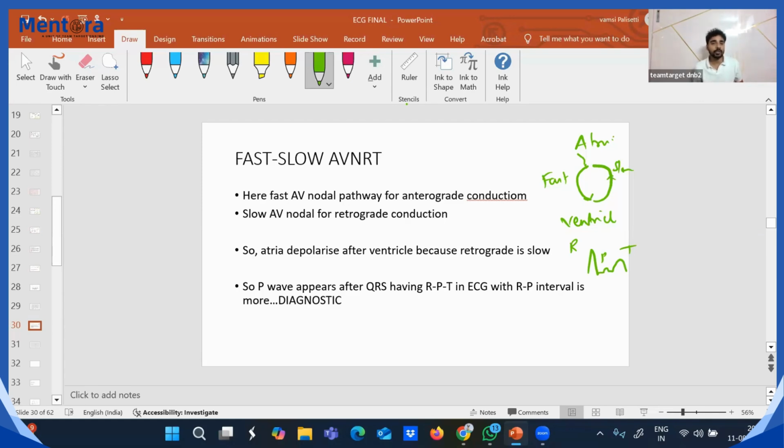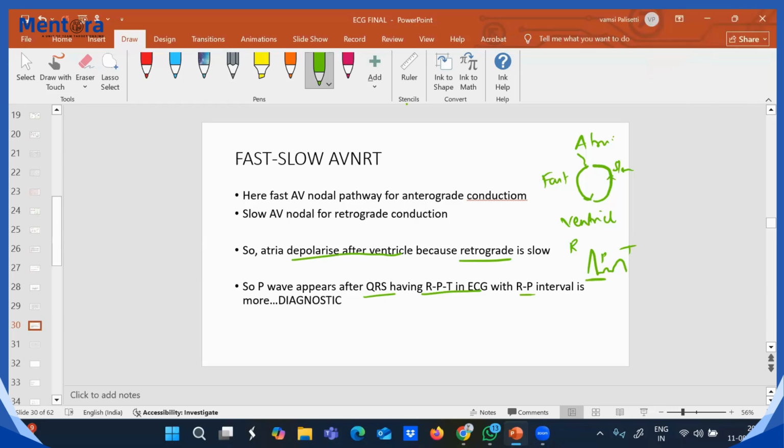I will show you the ECG also. So I mentioned here fast AV nodal pathway for anterograde, and slow AV nodal pathway for retrograde. So the atria depolarize after the ventricle because retrograde is slow. So the P wave appears after the QRS, having RPT in the ECG with an RP interval that is more.